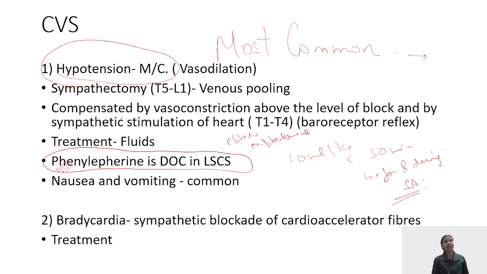Second is bradycardia. Again, this is because of the sympathetic block of your cardio-acceleratory fibers, that are your T1 to T4 fibers, which you remember were compensating for your hypotension. But by chance, if your spinal drugs reach that level also, then your cardio-acceleratory fibers get blocked and you have bradycardia. The treatment of choice is atropine.